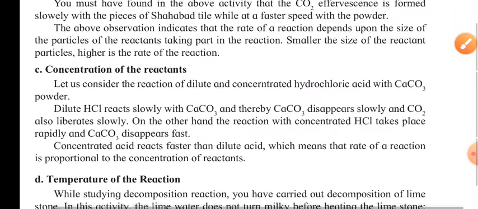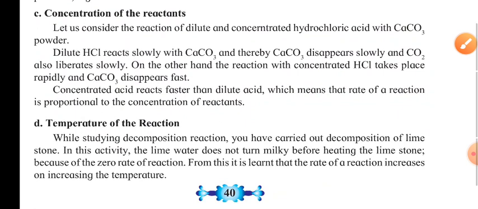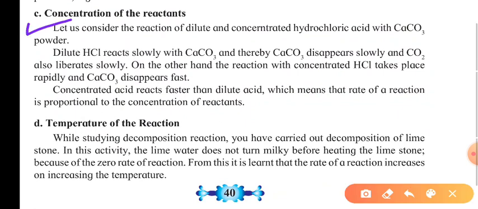Further, the next factor which affects the rate of reaction is the concentration of the reactants. The concentration of reactant is also important for the rate of reaction. Concentrated materials, concentrated acids or alkalis, play a vital role and bring a higher rate of reaction, whereas dilute materials have a slower rate of reaction.